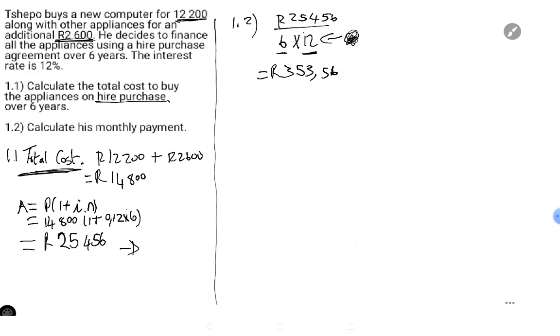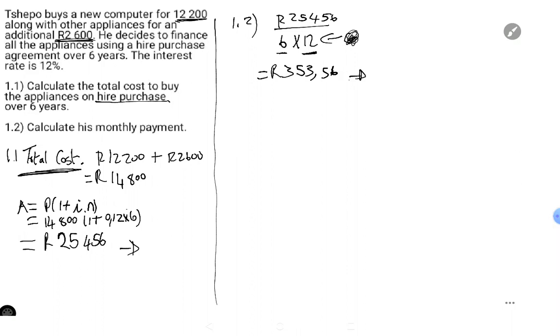Okay, and so 25,456 divided by 6 years times 12 months, meaning you are paying 12 months, for 12 months 6 times. Do you see that? Which is 6 years. And so we came up to a total of 353 and 56 cents, 353 rand and 56 cents. Sorry about that. And so yeah, that's basically how you do it, and that's basically the answer on how you do something like that.